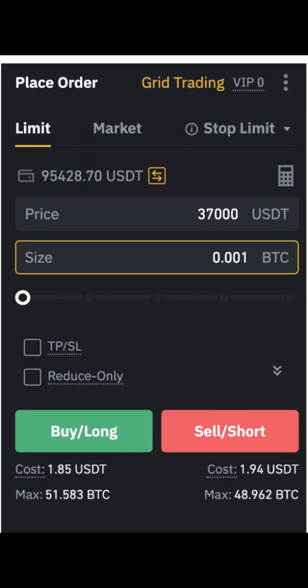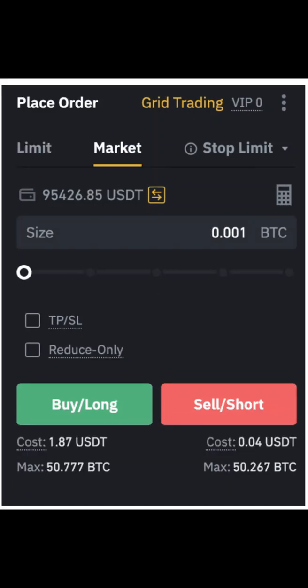Limit order. What is a limit order? A limit order allows you to place an order at a specific or a better price. A buy limit order will be filled if the price matches or is lower than your limit price, and a sell limit order will be filled at or higher than your limit price. Please note that a limit order is not guaranteed to execute.